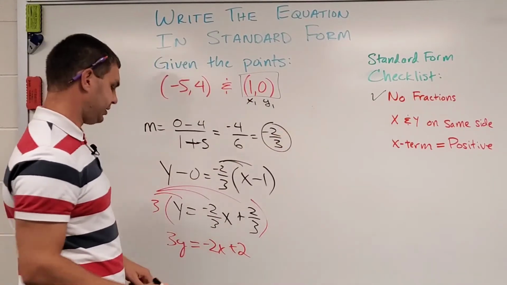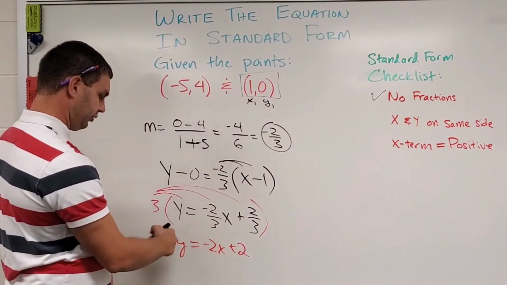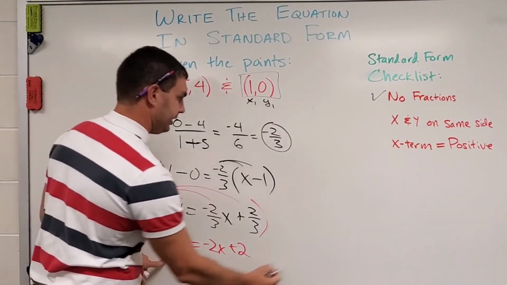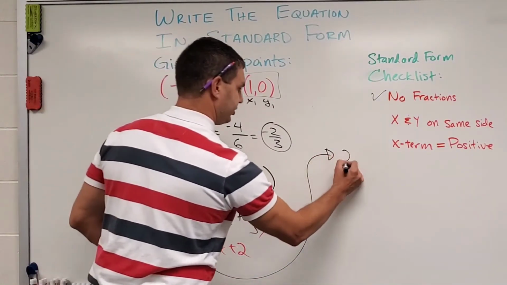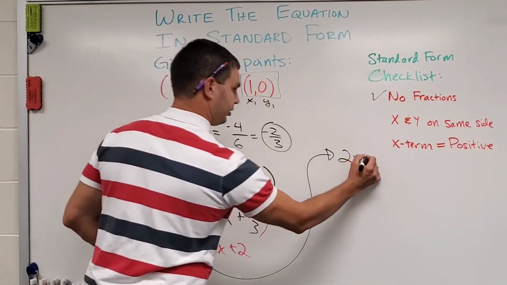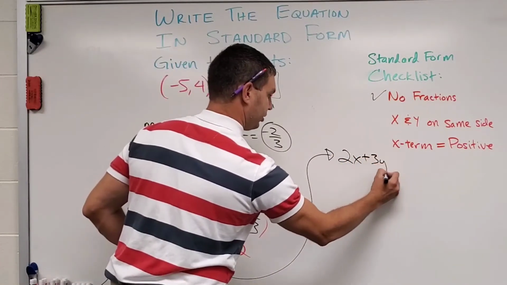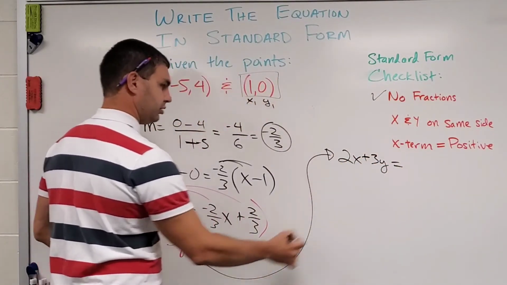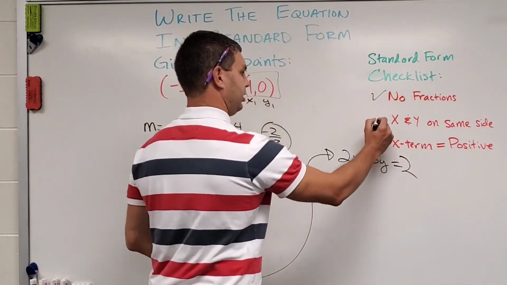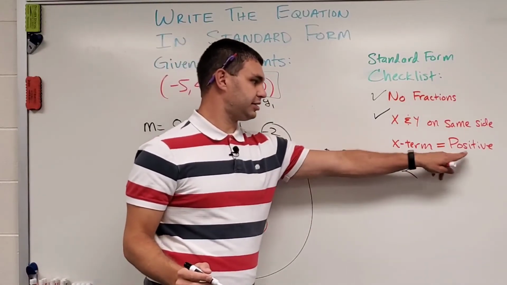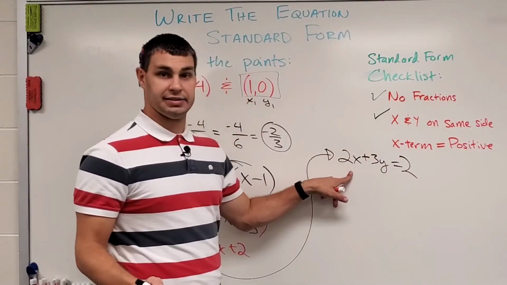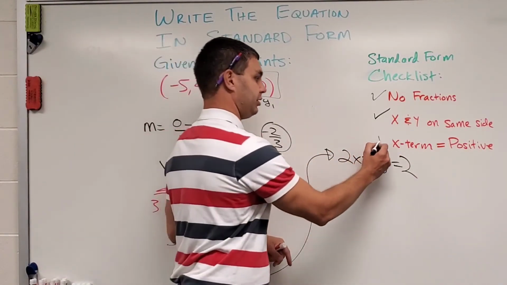Now I need to get my x and the y on the same side, so I'm going to move this x over by adding it. I'll put that over here. And when I add it over, that's going to give me positive 2x plus 3y. It's positive 3y, so plus 3y, and then equals 2. All right, the x and y are on the same side. Then the last step is just to double check, is this x term positive? In this case, yes, it already is. So we don't have to do that step, it's already done for us.